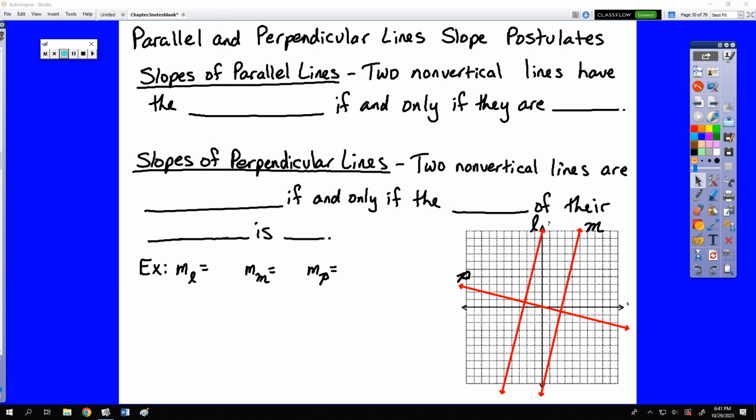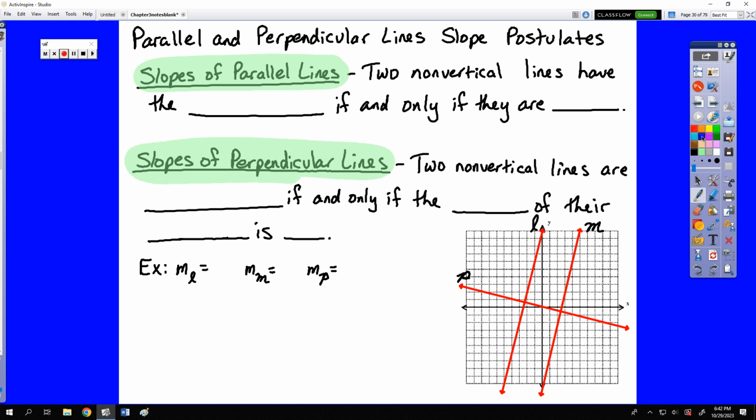This is the second half of Chapter 3, Section 3 notes covering all of the Algebra 1 material over slope. Remember that we were talking here about coplanar lines. This video is going to cover the relationships between the slopes of parallel lines and perpendicular lines. So we have a pair of postulates here covering the slopes of parallel lines and the slopes of perpendicular lines.